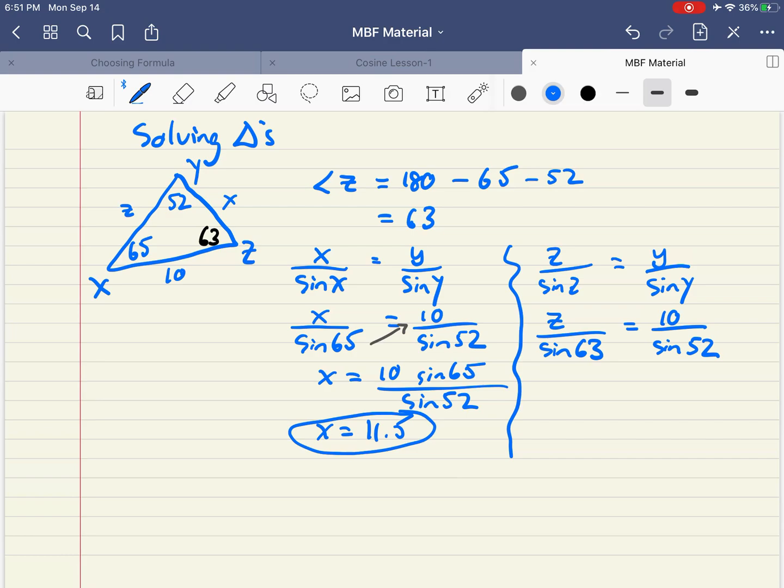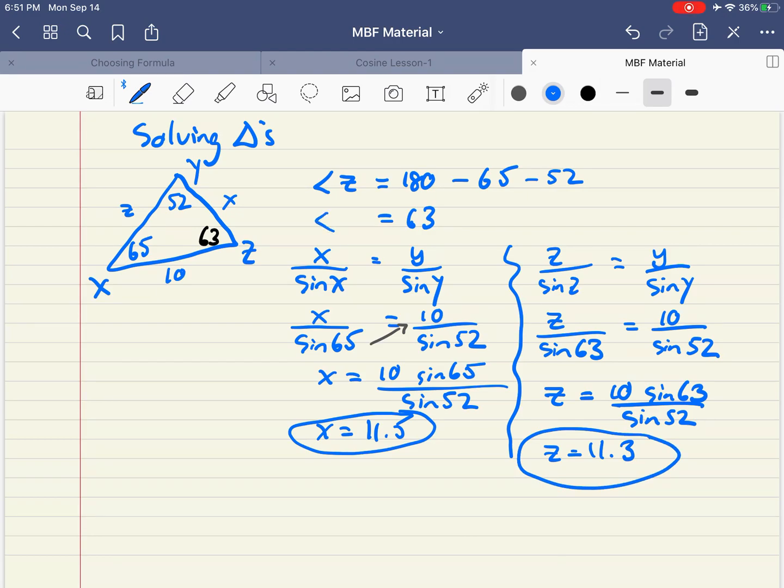Okay? Exact same process. I'm going to cross multiply this to get the z by itself. So z is going to equal 10 sine 63 over sine 52. And you can use your calculator to punch this in. So 10 times sine 63, equals, divide by sine 52. You're going to get z equals 11.3. And that's the last piece. So we figured out the angle up here, angle z, and we figured out the two sides.